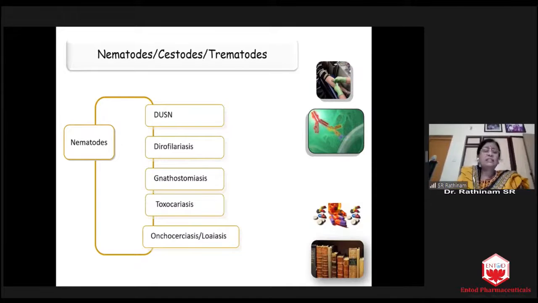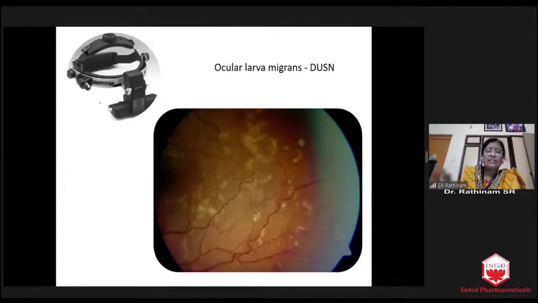Because parasitic diseases are common only in developing poor countries, and developed country literature doesn't talk about parasitology at all. So literature doesn't help us. So we have a great challenge in handling parasitic diseases.